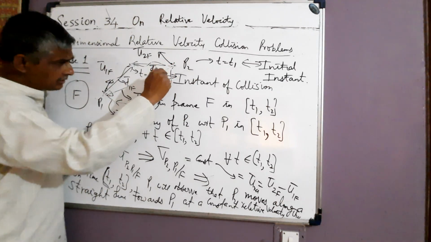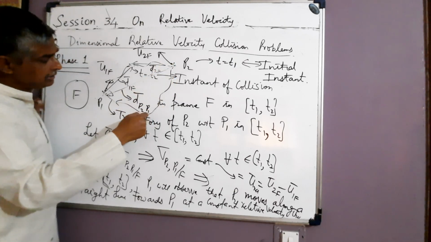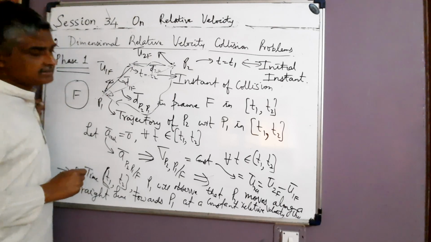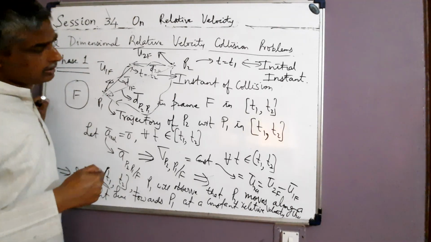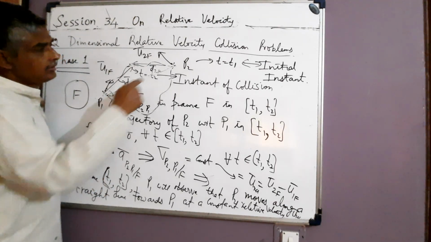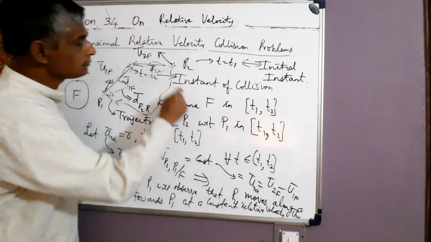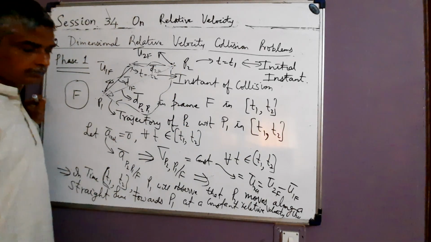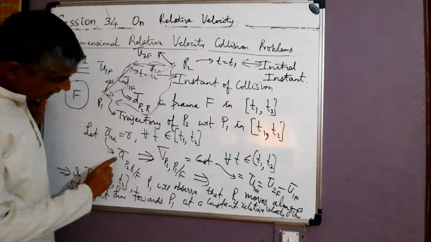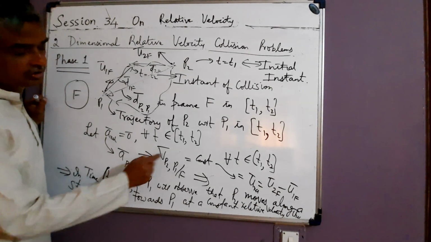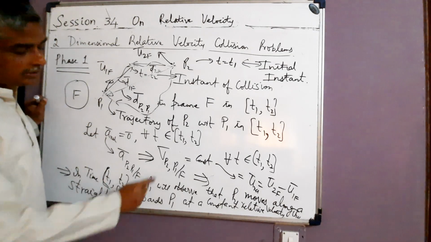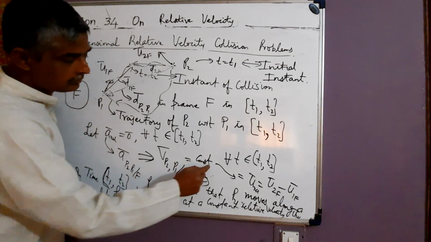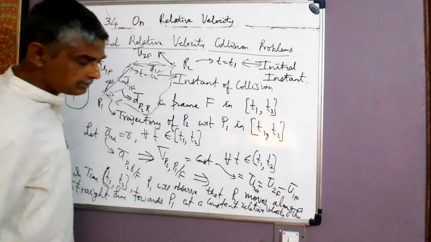Then I said, in general case, path of p2 with respect to p1 will also be some arbitrary curve. Then I said that now we apply additional restriction that throughout the time interval t1 to t2, relative acceleration of p2 with respect to p1 in frame f is 0. That is, relative acceleration of p2 with respect to p1 in frame f is 0 throughout this time interval. That means relative velocity of p2 with respect to p1 in frame f is constant for all time belonging to this time interval.